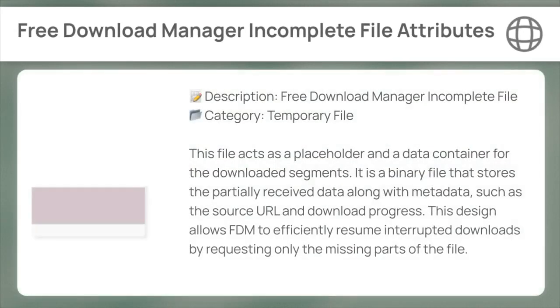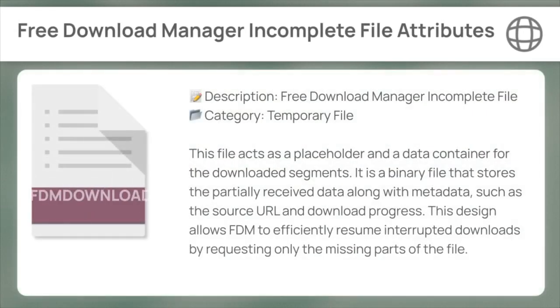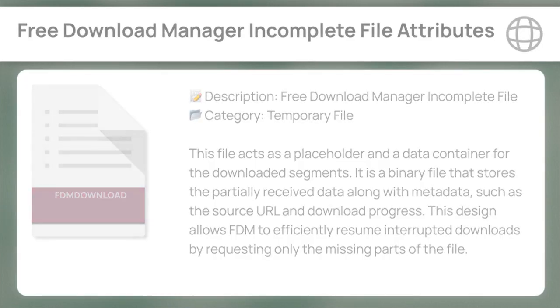This file acts as a placeholder and a data container for the downloaded segments. It is a binary file that stores the partially received data along with metadata, such as the source URL and download progress. This design allows FDM to efficiently resume interrupted downloads by requesting only the missing parts of the file.